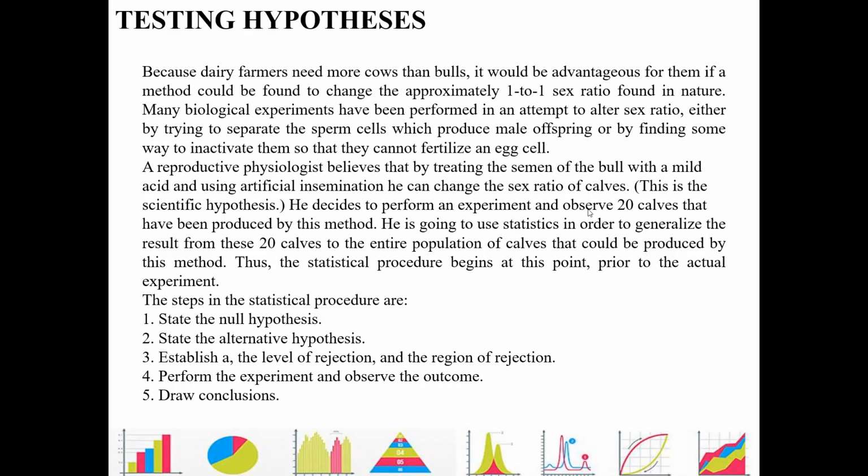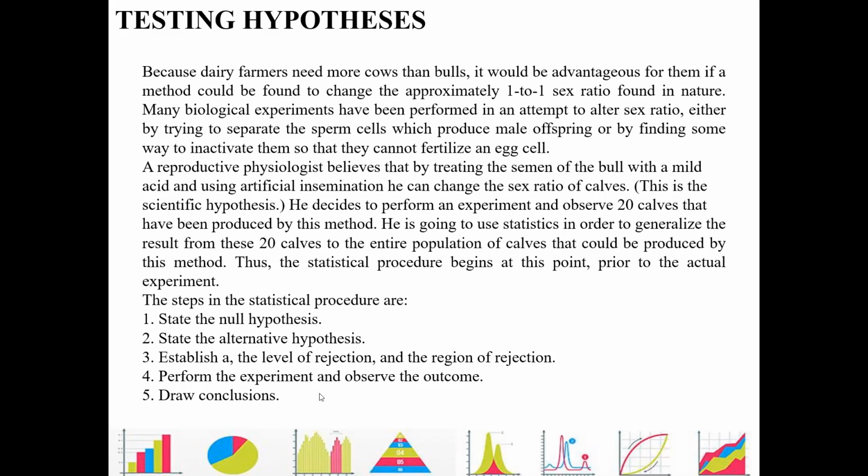So, he decides to perform an experiment and observe 20 calves that had been produced by this method. He's going to use statistics in order to generalize the result from these 20 calves to an entire population of calves that could be produced by this method. Thus, the statistical procedure begins at this point prior to the actual experiment. So, ito pa rin yung ating mga process. State the null, state the alternative, establish the significance level, level of rejection, and the region of rejection. Perform the experiment and observe the outcome and draw the conclusion.